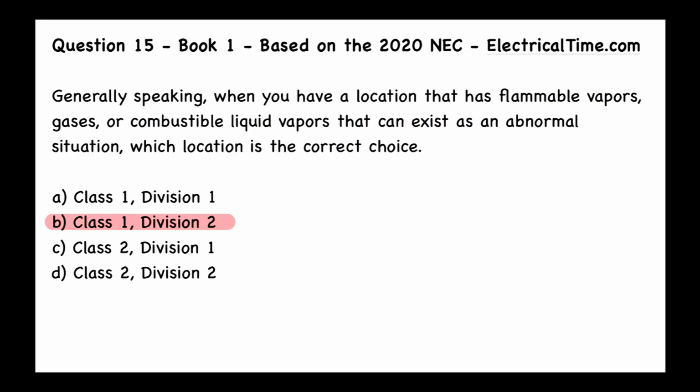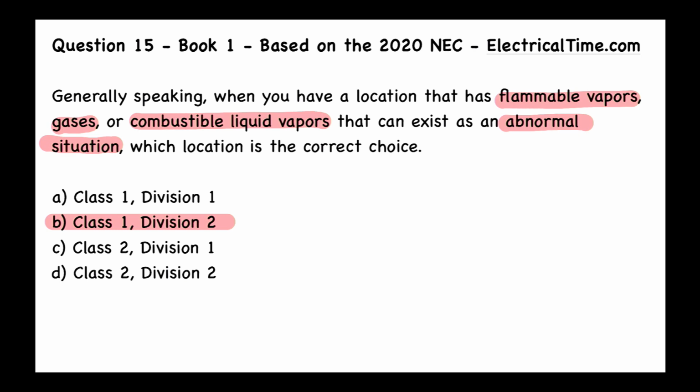So when we're reading this question, we have to ask ourselves, what article are we talking about here? And here are some of the clues. We see flammable vapors, we see gases, we see combustible liquid vapors. So when you're thinking about that, that's a hazardous location, and that's going to be a Class 1 location. So far we've got that. And then we're being asked to decide, is this a Division 1 or Division 2? But we're told that this condition can exist as an abnormal situation, and that's going to be a Division 2.